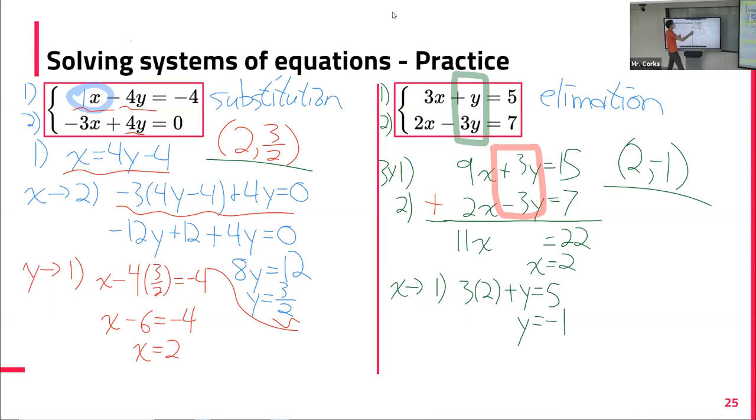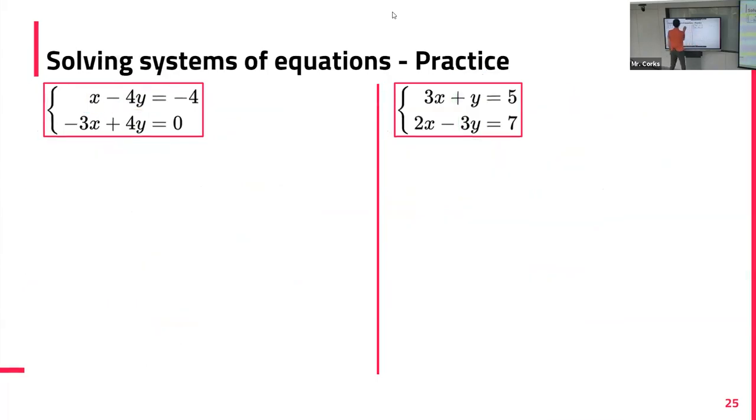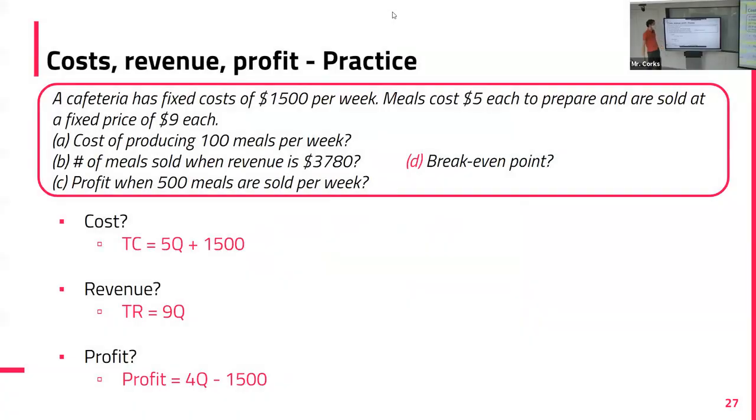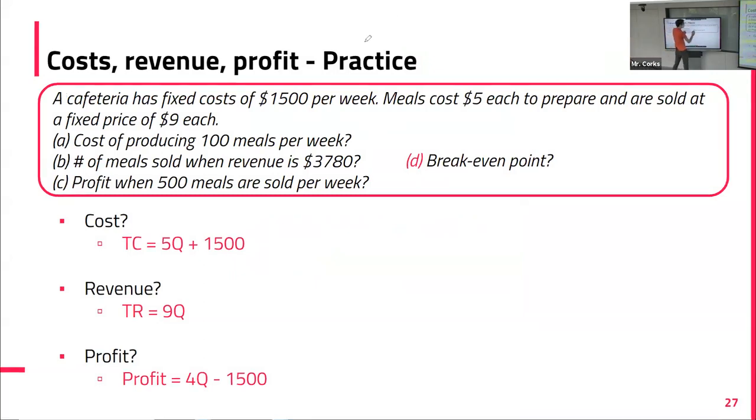We're good. All right. So last thing for today, coming back to that cost, revenue, profits example with our cafeteria. So we made these equations. We figured out these things, A, B, C here. But now we have a new question, break-even point. What is the break-even point for this scenario? So let's first just define again, what is the break-even point?